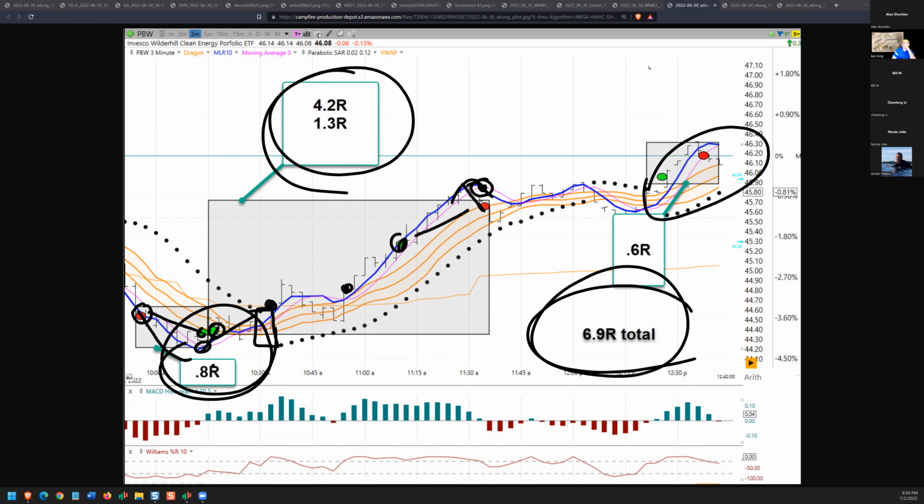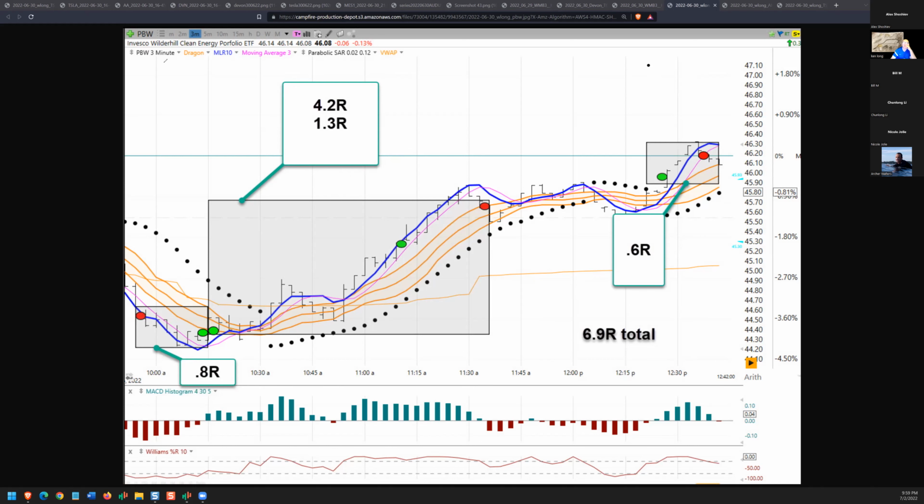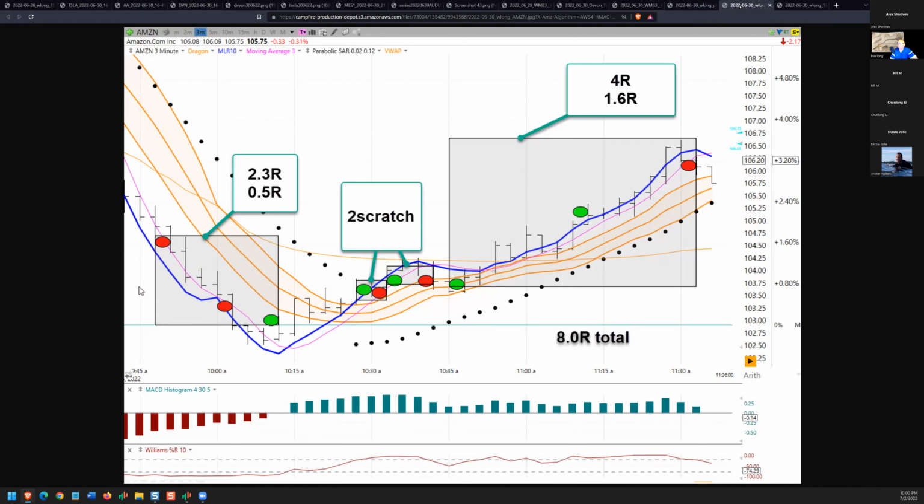Happy, happy, joy, joy. PBW clean energy, very liquid, trades smoothly, oscillates like an ETF, beauty all day.